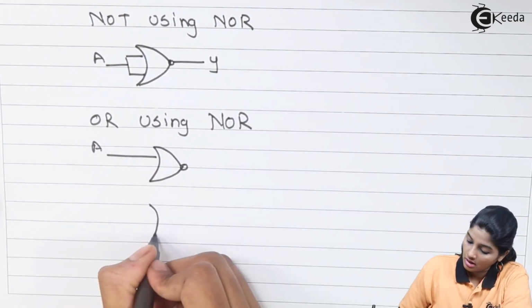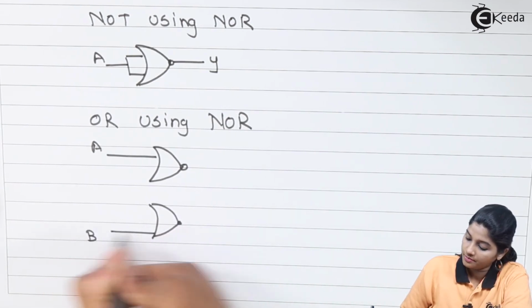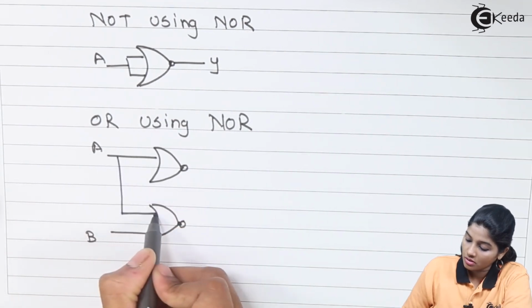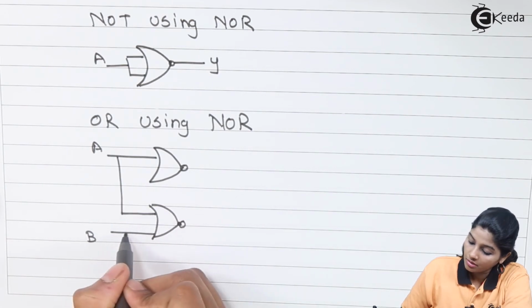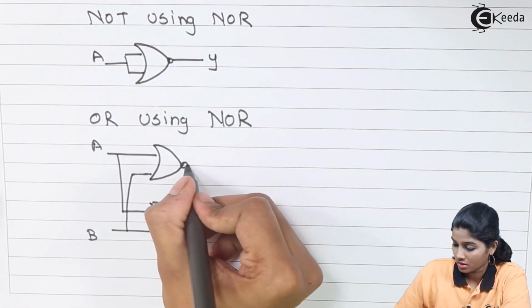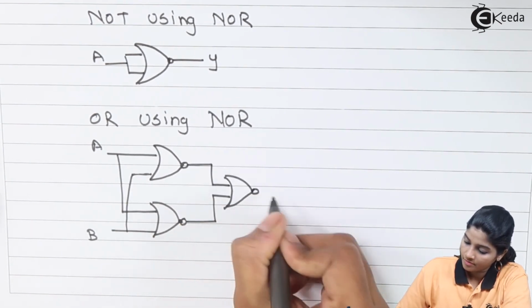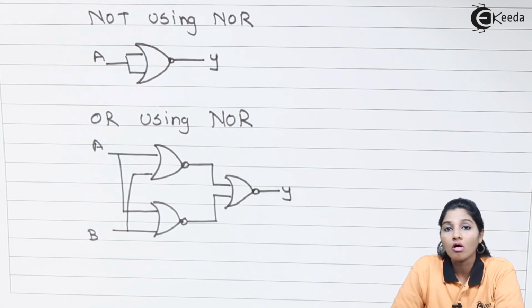Input A, and here the input is B. Now the same input A is given to the second input of the second NOR gate, and input B is given to the second input of the first NOR gate, and the output is given to the third NOR gate. So we will get an output which is nothing but the output of OR gate only.